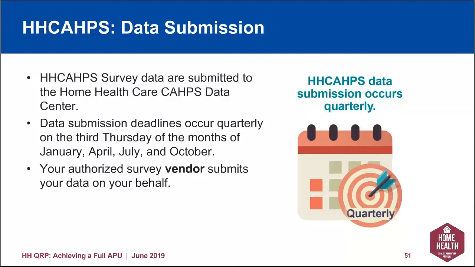The HCAHPS survey data are submitted to the Home Health Care CAHPS Data Center, and your authorized survey vendor is responsible for submitting your HCAHPS data for you. Only the vendors submit the HCAHPS data. The data submission deadlines occur quarterly, and they are on the third Thursday in the months of January, April, July, and October.